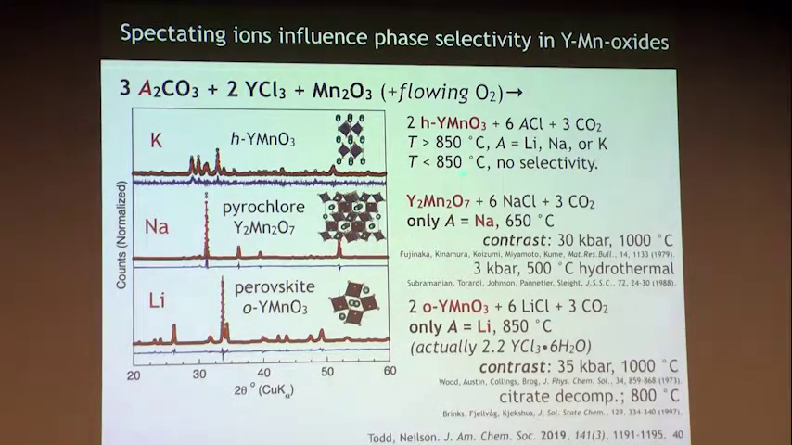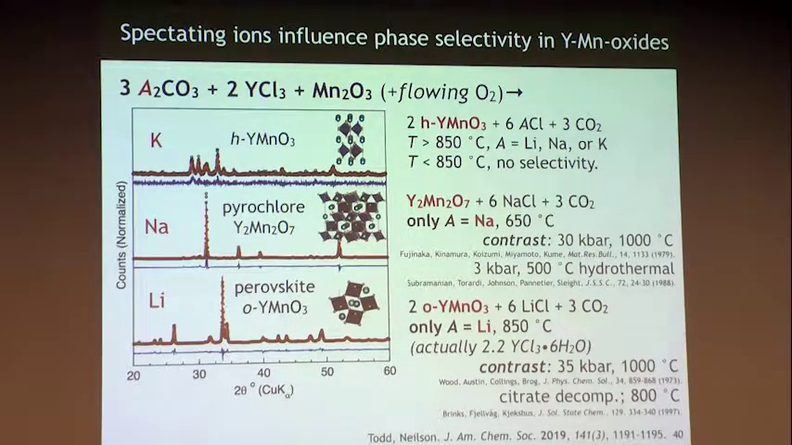If we keep the reaction a little bit colder, it goes to completion in terms of its stoichiometric mixtures, but we get no selectivity over one phase or another. We actually see a bunch of different yttrium manganese oxide phases all coexisting. When we use sodium, we get pure phase pyrochlore, Y2Mn2O7. This happens at 650 degrees Celsius. Now this contrasts the previous synthetic conditions of 3,000 atmospheres, 1,000 degrees Celsius, or 3,000 atmosphere, 500 degrees Celsius hydrothermal reactions.